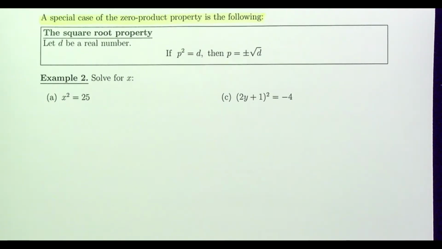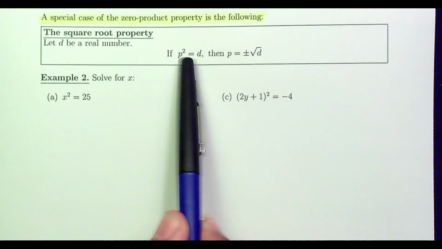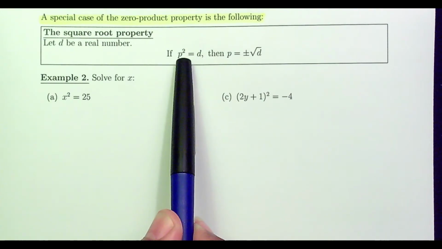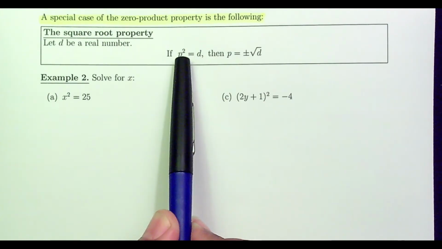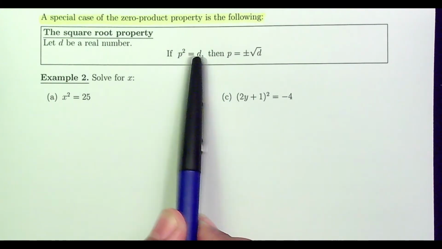So how do you know whether you can use this method or not? Well, you can use this method if the equation only has two terms. There are only two things, and one of the things is squared. So you have the square of something, and then that equals something else.